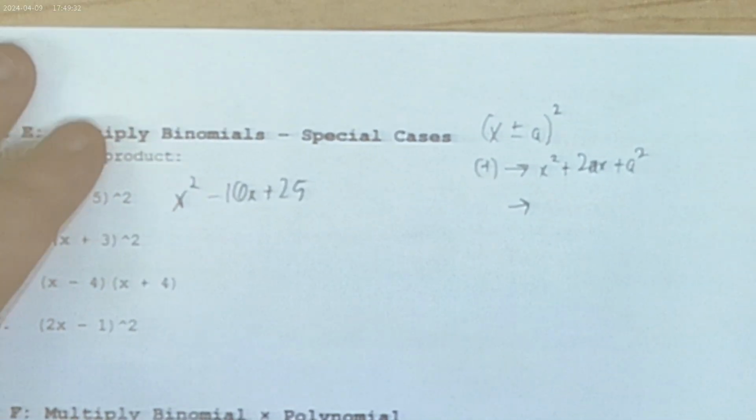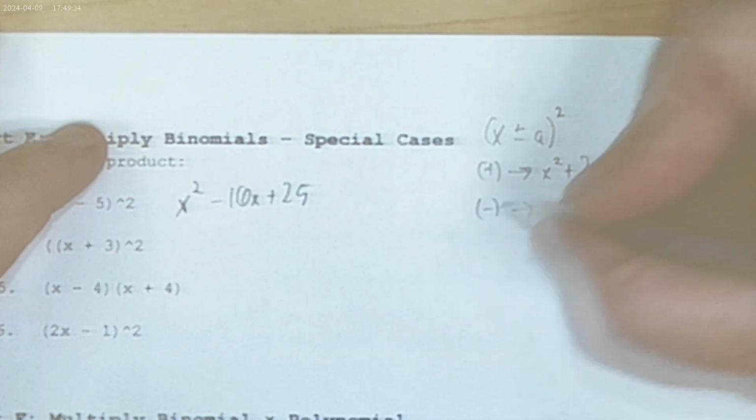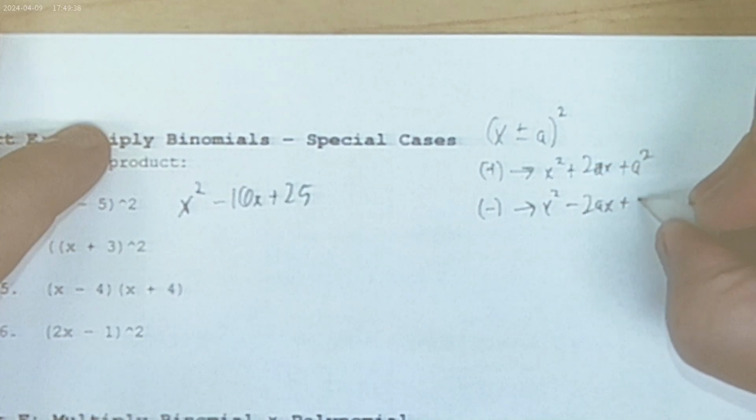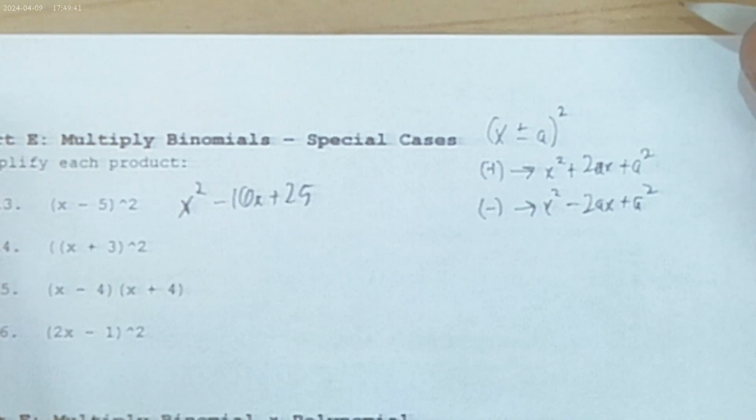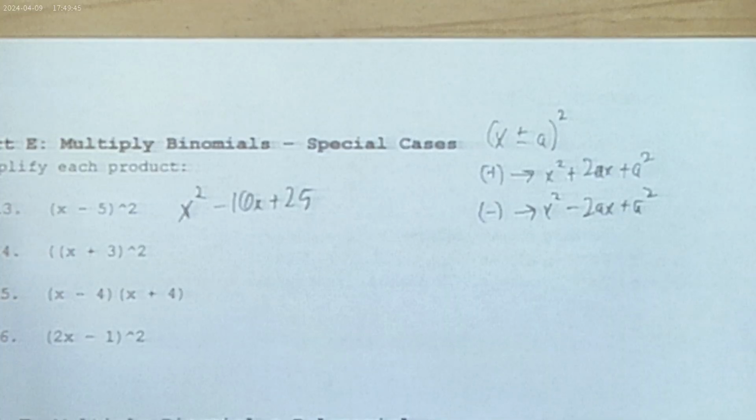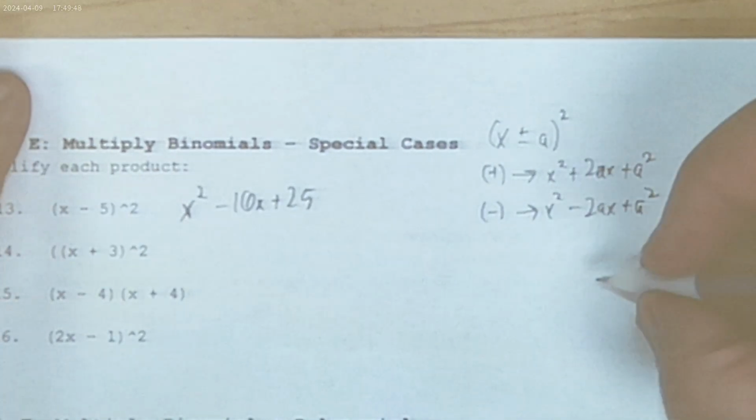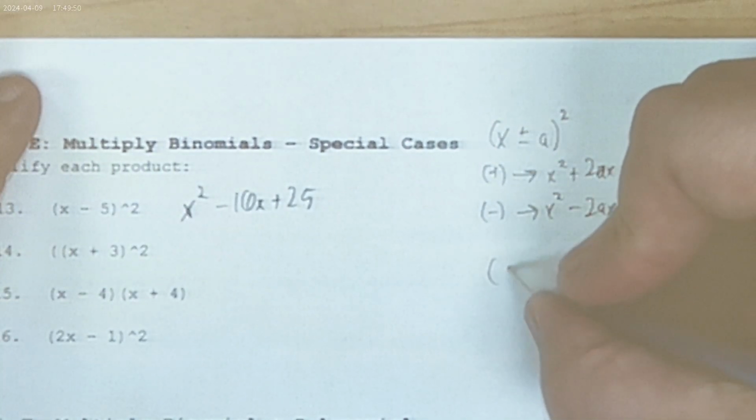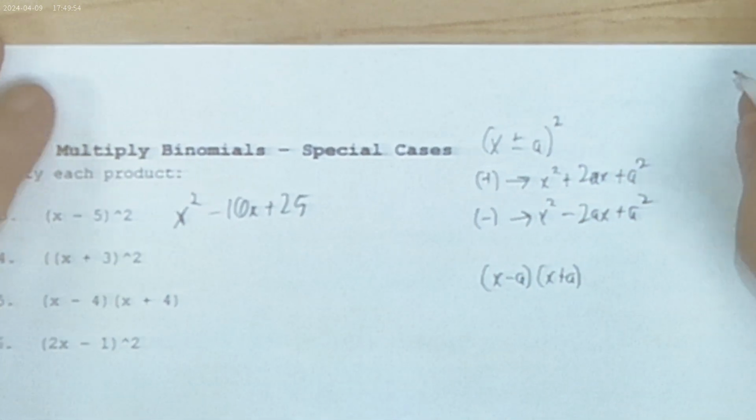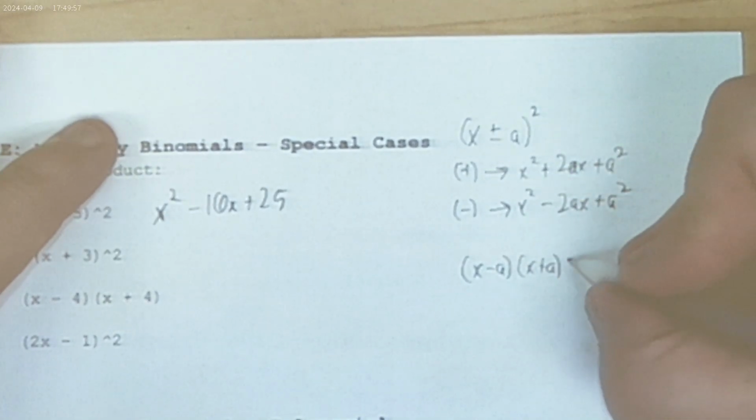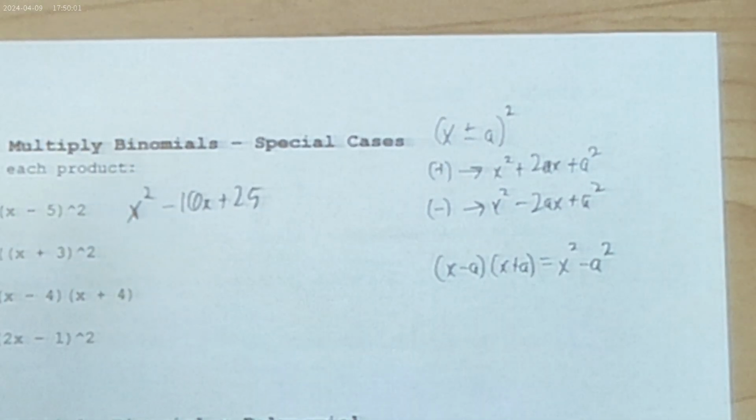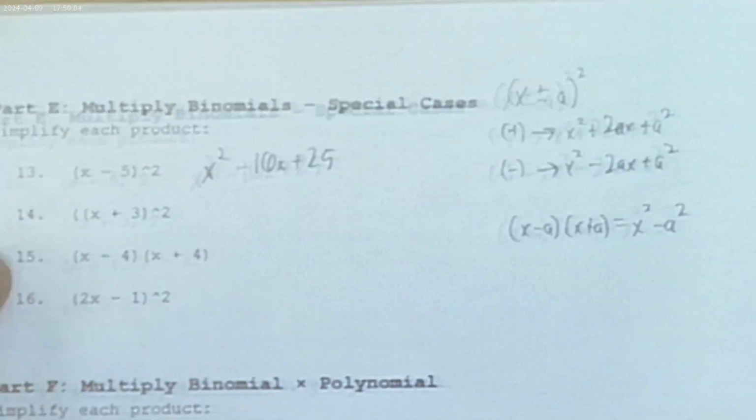I'll do everything on camera now. If it's minus, it's going to be x squared minus 2ax plus a squared. And then of course the other special case is x minus a times x plus a, and that equals x squared minus a squared every time. All right, so we'll just keep going forward.